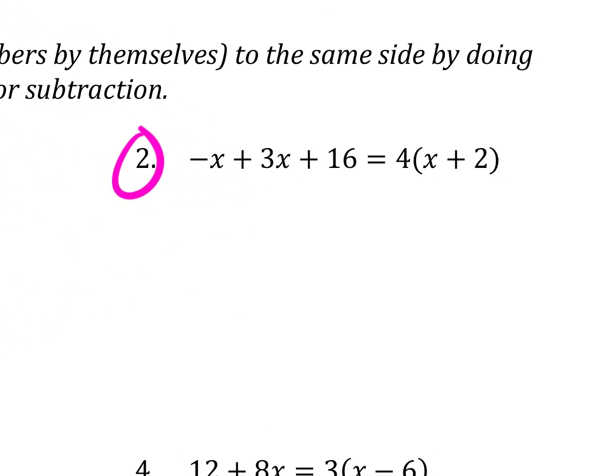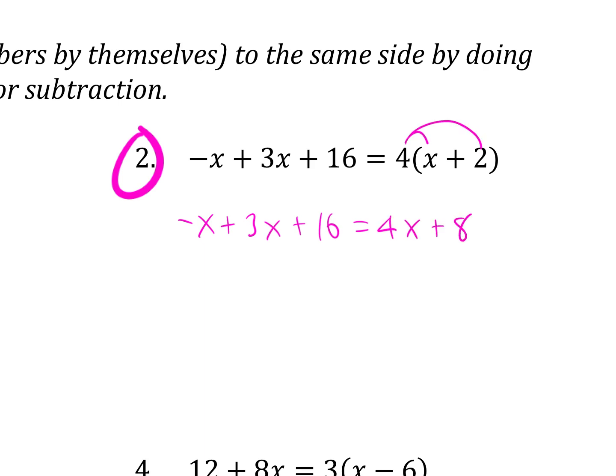Okay, so for number 2, we have to distribute and combine like terms. Is there anything to distribute here? There is. We got this 4, so we're going to do 4 times x. I'm going to keep the rest of it the same. I'm going to show more work than I need to, make sure we're doing step by step, okay? So 4 times x is 4x. 4 times 2 is 8. All right, anything else to distribute here?